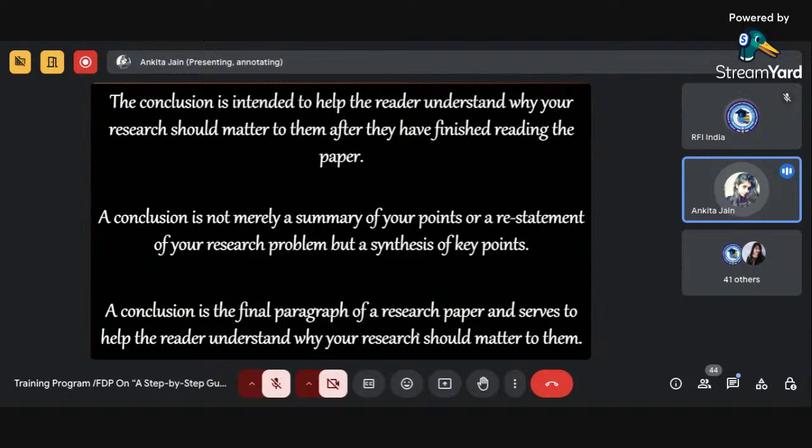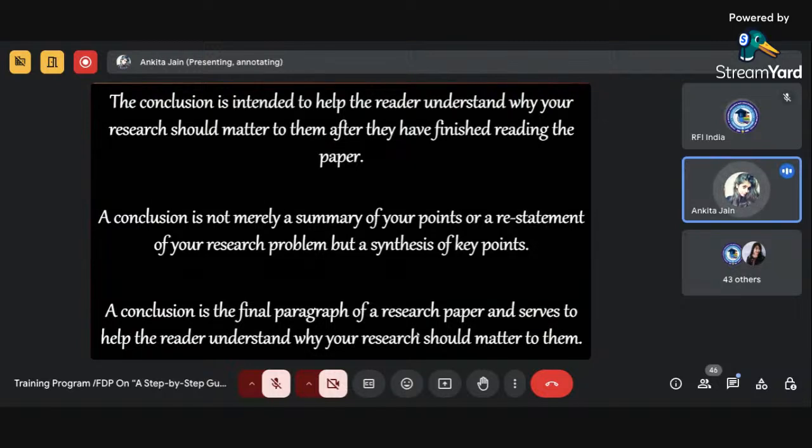When we start reading the abstract, it starts with the introduction of the topic and ends with the methodologies, results and findings. Then we write the keywords. When it comes to the conclusion, it talks about what objectives there were, whether you have achieved those, and to what extent you have achieved them. It is not merely a summary of your points or just a restatement of your research problem, but also a synthesis of key points.